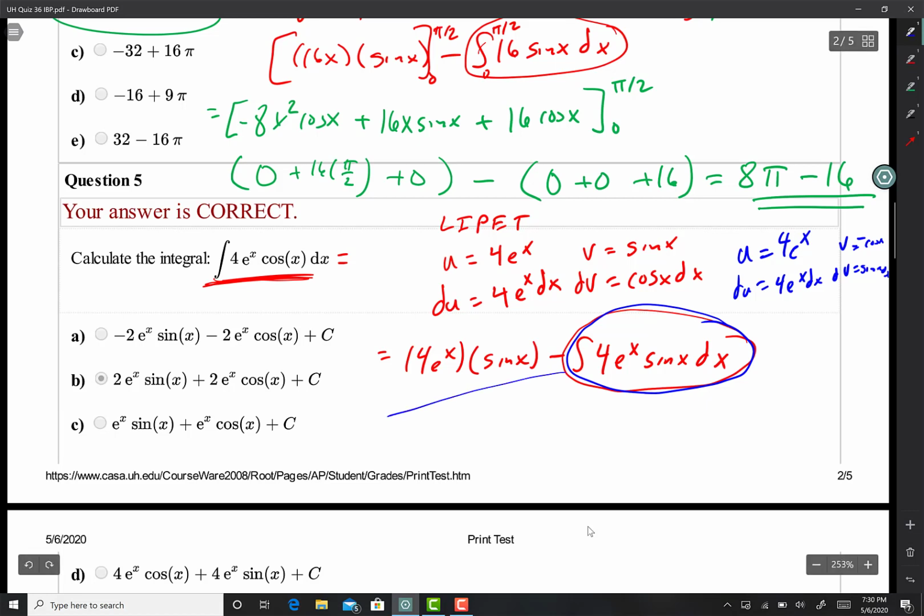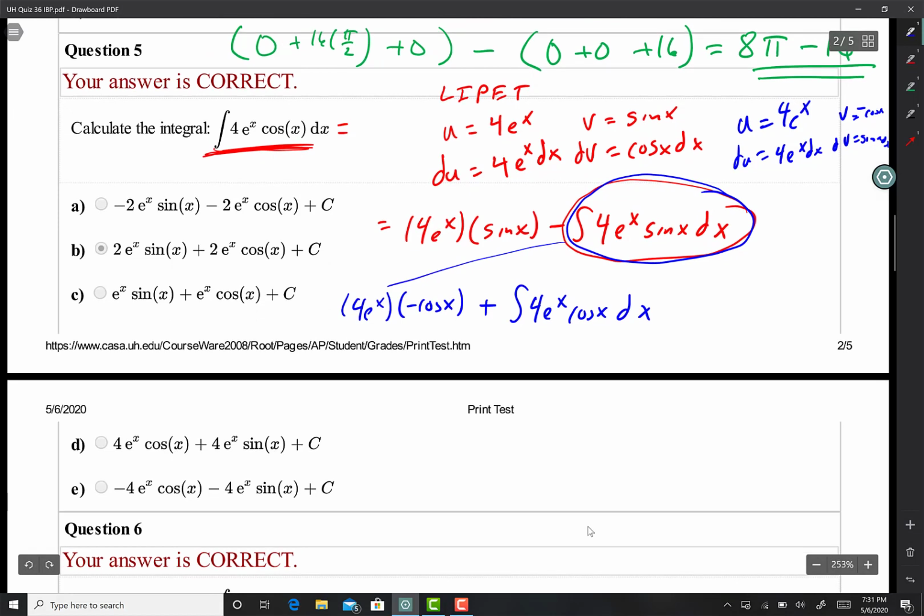When I do that antiderivative, here's what I have. uv, 4e to the x times a negative cosine x, minus integral of v du. So v is negative, and then negative times the negative is a positive, so it's going to turn to a plus 4e to the x cosine x. Okay, now remember, there's a negative in front of that.